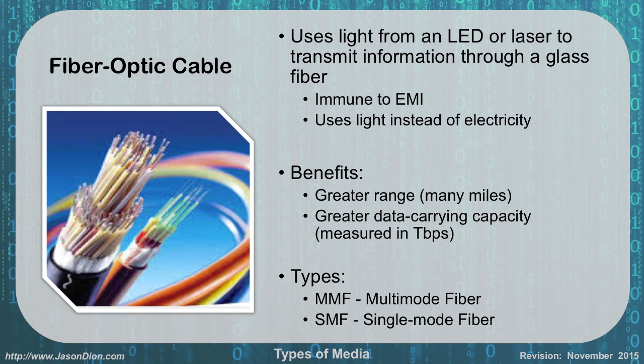Fiber optic. So the third type of cable, so we talked about coax, we talked about copper twisted pair, now we're talking about fiber optics. Fiber optic uses light from an LED or a laser to transmit information through a glass fiber. Okay? These are great because they are immune to EMI, because electromagnetic doesn't interfere with light. It only interferes with electronics, right?